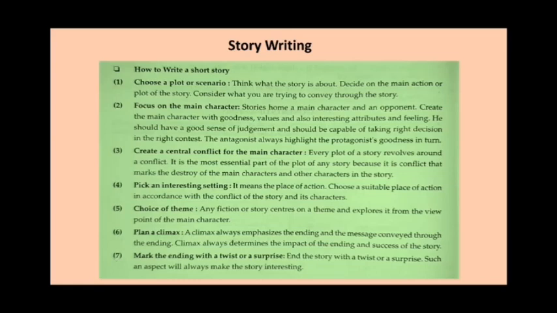So, in order to write a story, what are the points that you need to remember? First is choose a plot or scenario. Think what the story is about, decide on the main action or plot of the story, consider what you are trying to convey through the story. So, when you are thinking of writing a story, that time you need to see and think about what the story is going to be about.